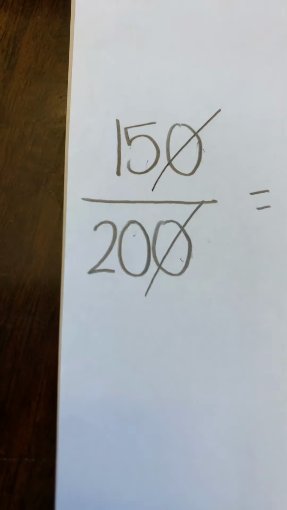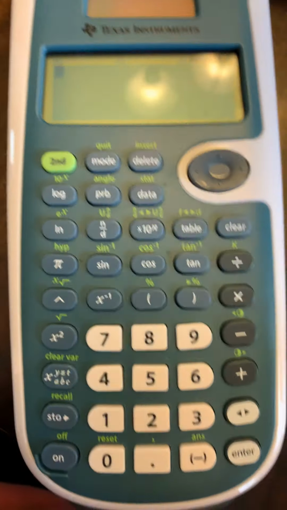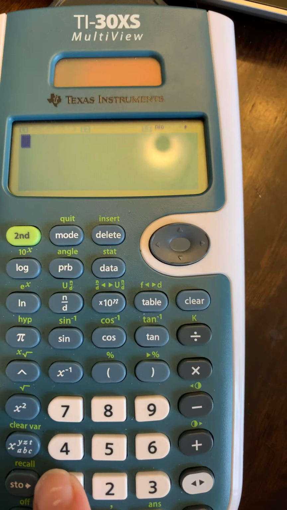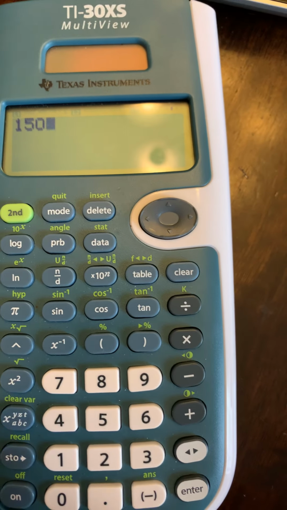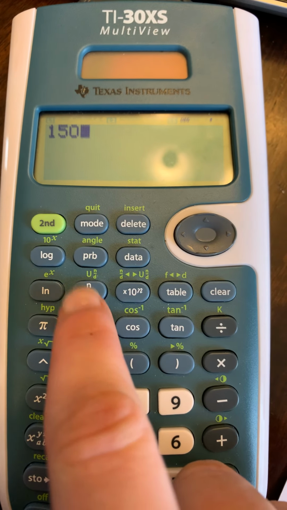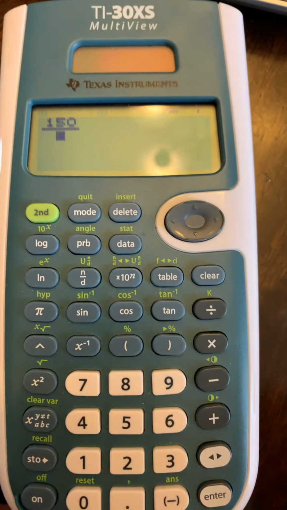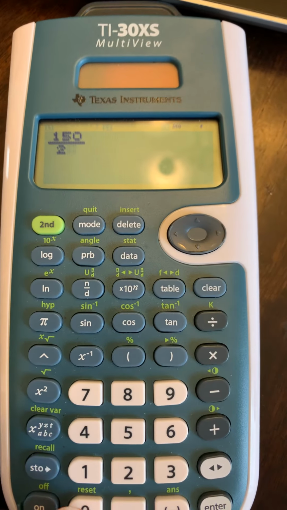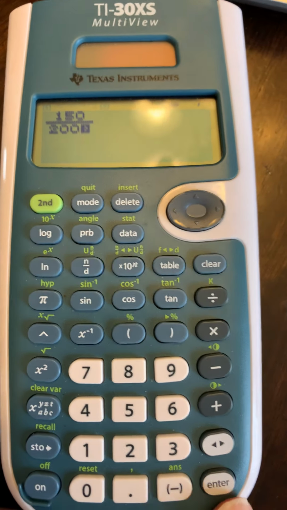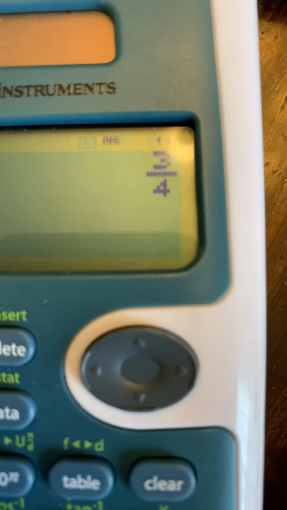Let's plug this big number into the calculator and make sure that I'm right. My top part of my fraction is 150. Press your n/d button to make it a fraction. The bottom of my fraction is 200. Press enter. I get 3/4. I was right.